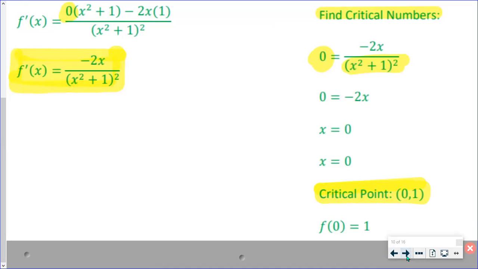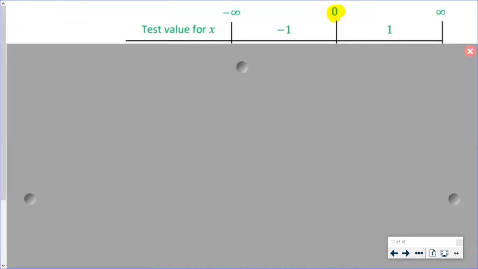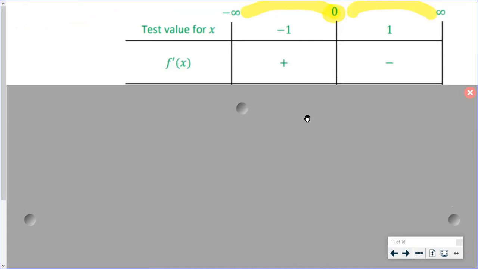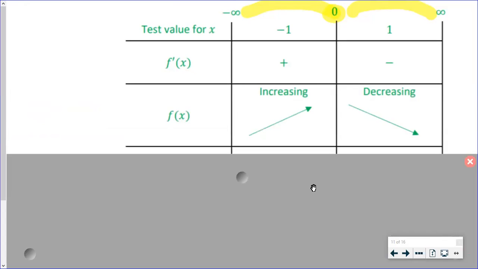So I would take that critical point, (0, 1). I have negative infinity on the left-hand side, positive infinity on the right-hand side, and only 2 test intervals, so 2 test numbers. When I plug those test numbers into the first derivative equation, you're going to figure out that the positive first derivative indicates that between negative infinity and 0, the original function has an increasing interval, and between 0 and positive infinity, it will be decreasing.